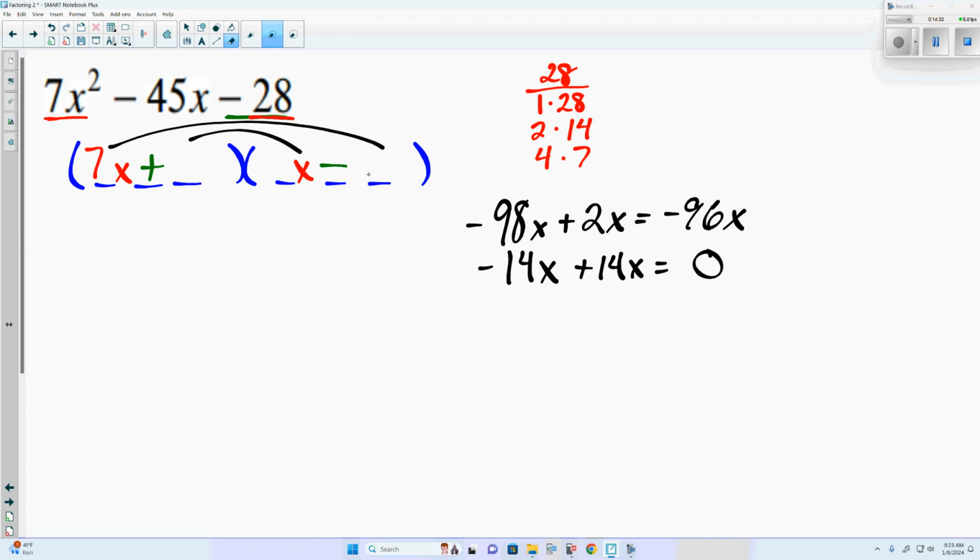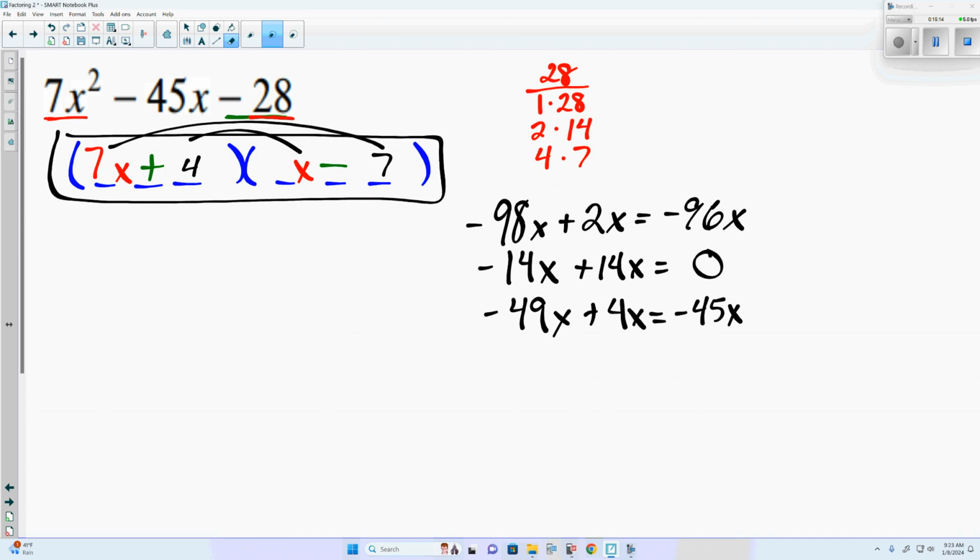So we can do 4 and 7 next, yes? Which of those two numbers cannot go with our 7x? 7, because then 7x and 7 would have a greatest common factor. It would factor out. It means this has to be 4, and most likely this has to be 7. Questions on this here? And if we check this here, 7x times negative 7 is negative 49x. Our positive 4 times x would be plus 4x, giving us negative 45x. And that's the middle term we wanted. So these are our factors.